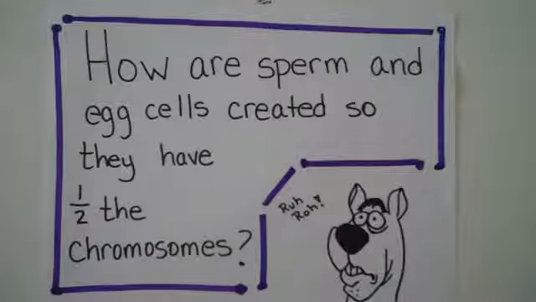The answer is that a special process creates the egg and the sperm cells so that they contain half the chromosomes of the parent. And that process also ensures genetic diversity. So what is this special process? It's called meiosis. But that's the subject of another video. And now you know the types of reproductive processes.